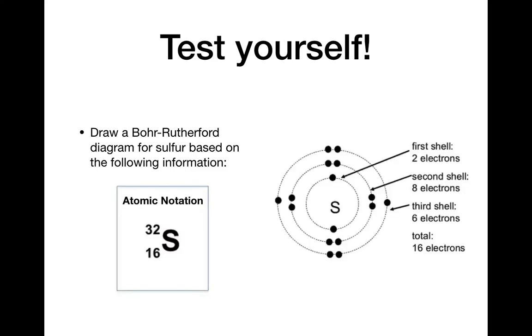So hopefully you get something like this. We have sulfur with 16 protons and 16 neutrons, because I have my mass number here on the top, atomic number on the bottom. So 32 minus 16 is 16, so I know I have 16 and 16 here in the middle. And I'm going to have 16 electrons, which means 2 in the first orbital, 8 in the next one, that gives me 10, and 6 in the third one to get 16 total.